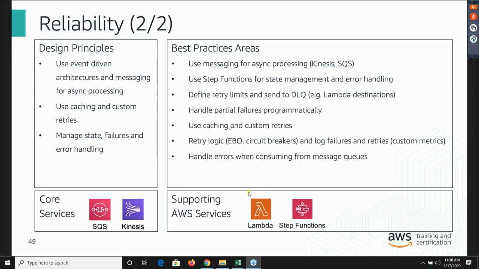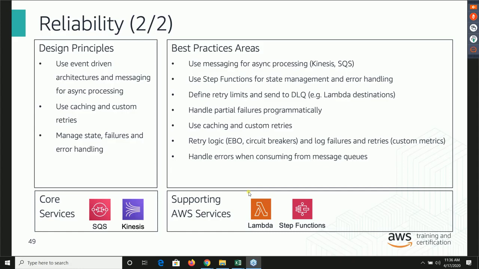There's an interesting part: how do you handle partial failures? Let's say you invoked two services, and one of them succeeded, one of them failed. The recommendation is that you handle these programmatically. Assume failures in your application code and build workflows accordingly. Step Functions can be used here to do orchestration around multiple invocations and help you make sure that you do not end up in bad states.